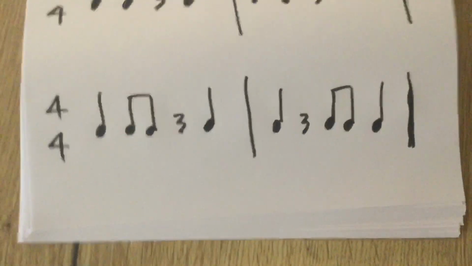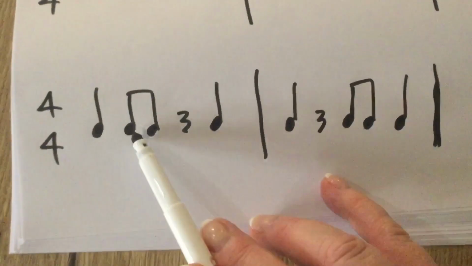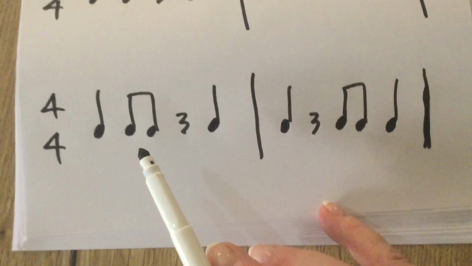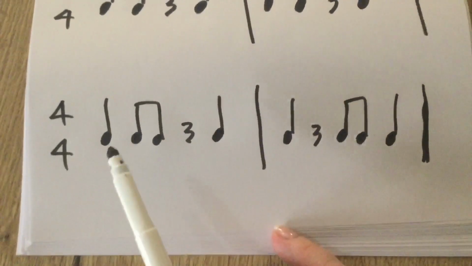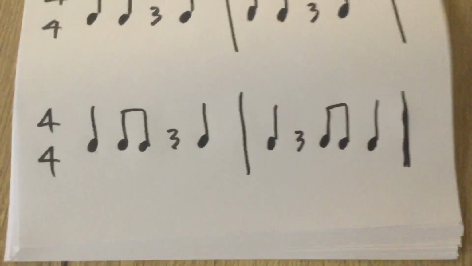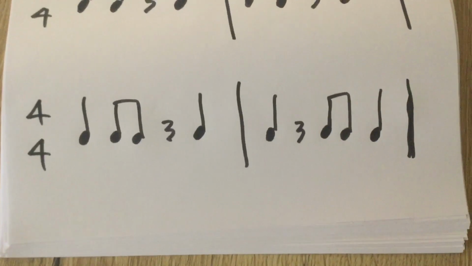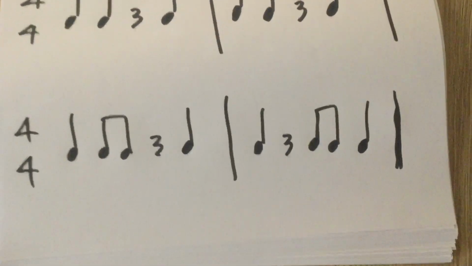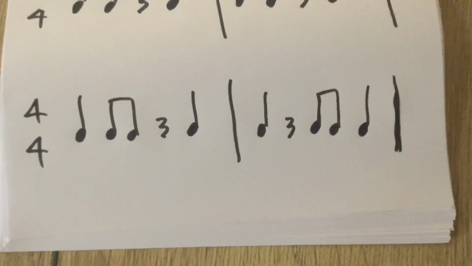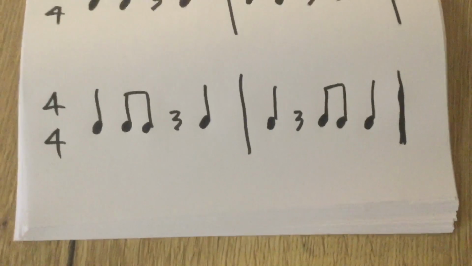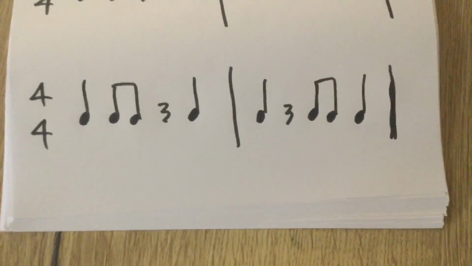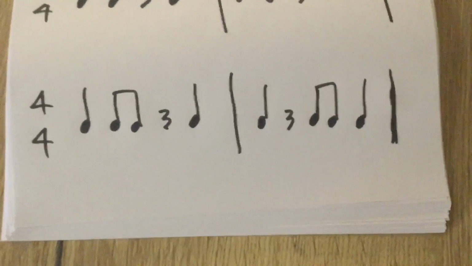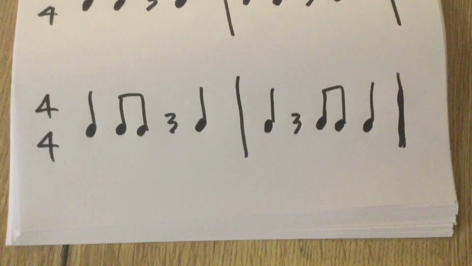This has a mixture of crotchets, quavers, 1 beat rests. See how we get on. After 4. 1, 2, 3, 4. Shh. Shh. How did you get on? Let's try it again. 1, 2, 3, 4. Shh. Shh.